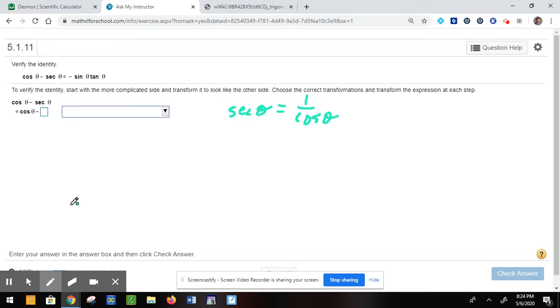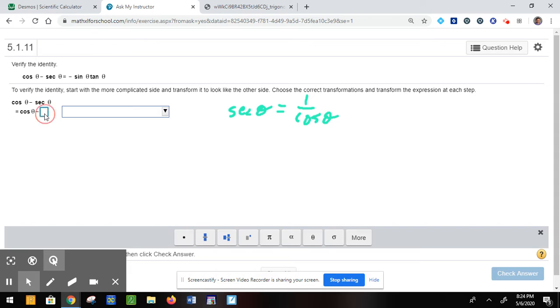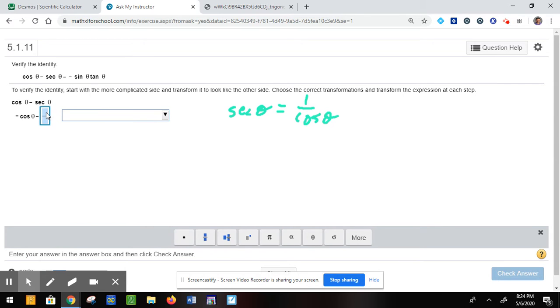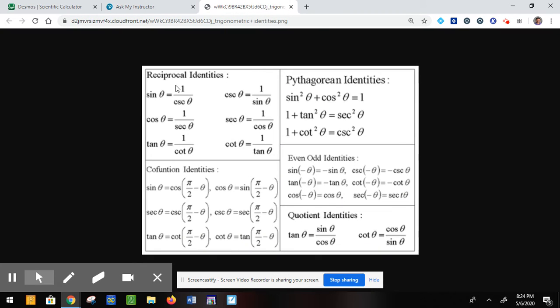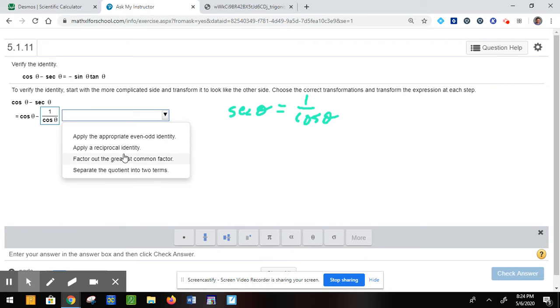All right, so let's type that in. It's a fraction. So it's 1 over cosine theta. And what allowed us to do that was a reciprocal identity. That was the name, reciprocal identity. That's what we used here, right?